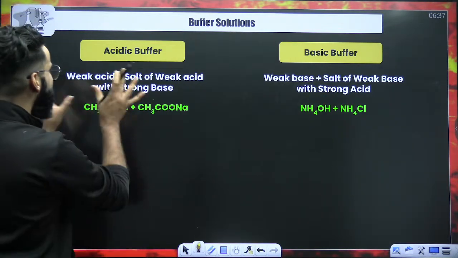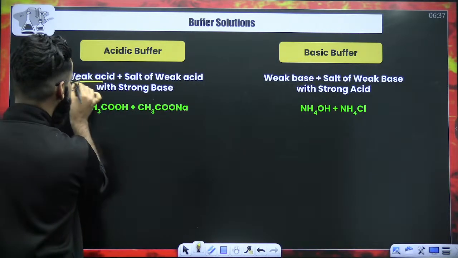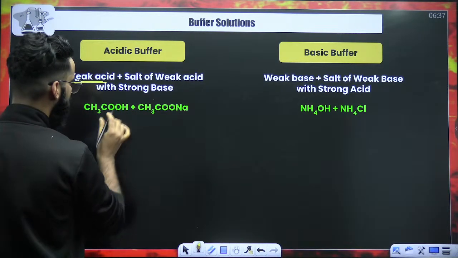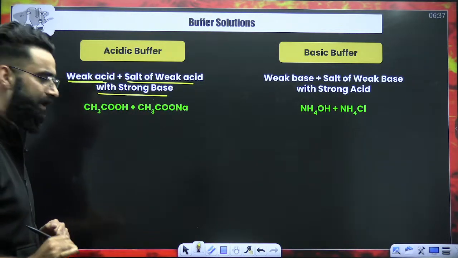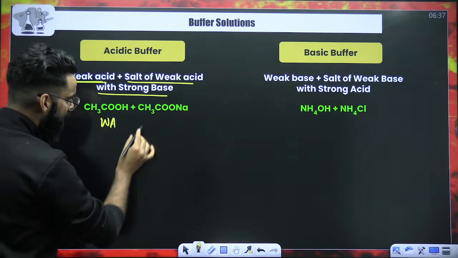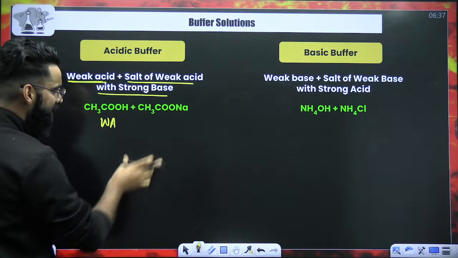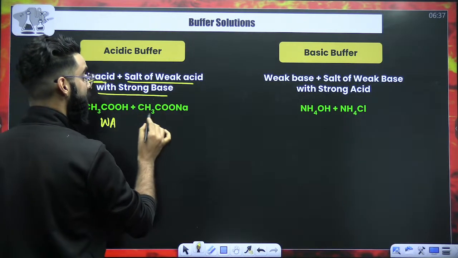So first of all, acidic buffer, how it is made up. Acidic buffer is made up of a weak acid and the salt of the same weak acid with a strong base. For example, you have got CH3COOH. It's a weak acid, right? What CH3COONa is, it is the salt of the same weak acid which it has formed with a strong base, right?